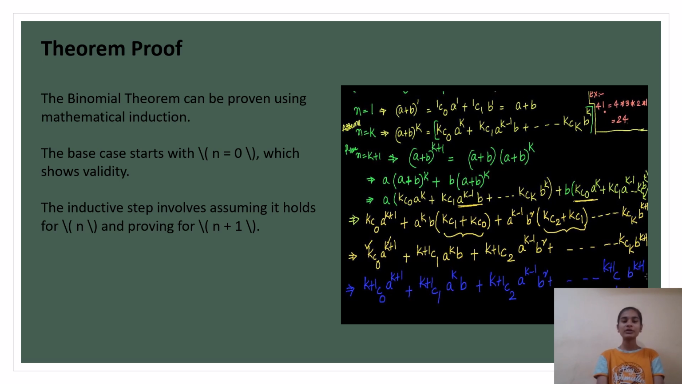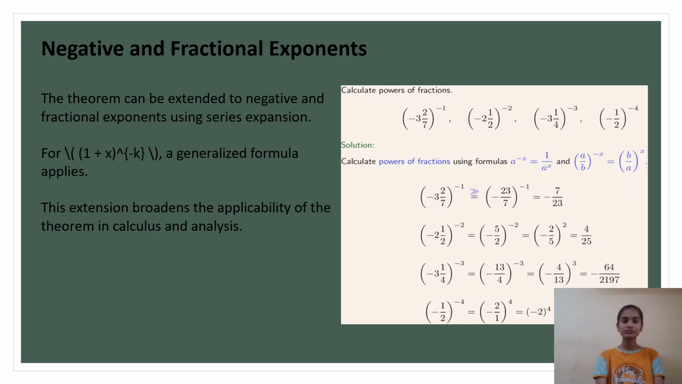Theorem proof. The binomial theorem can be proven using mathematical induction. The base case starts with n equals 0, which shows the validity. The inductive step involves assuming it holds for n and proving it for n plus 1. Negative and fractional exponents. The theorem can be extended to negative and fractional exponents using the series expansion for (1 + x) to the power of minus k, and the generalized formula applies. This expansion broadens the applicability of the theorem in calculus and analysis.